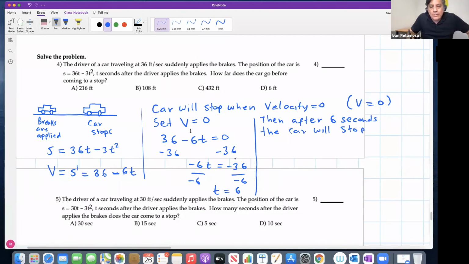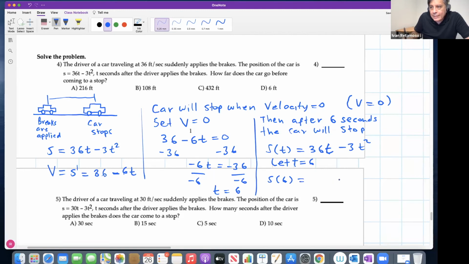They want me to show what this distance is from here to here, right? So I have a position function, the one that gives me the position as a function of time. All I have to do now is let t be 6, so that s of 6 will be the distance that the car travels until it stops. So 6 here, 3 times 6 squared.